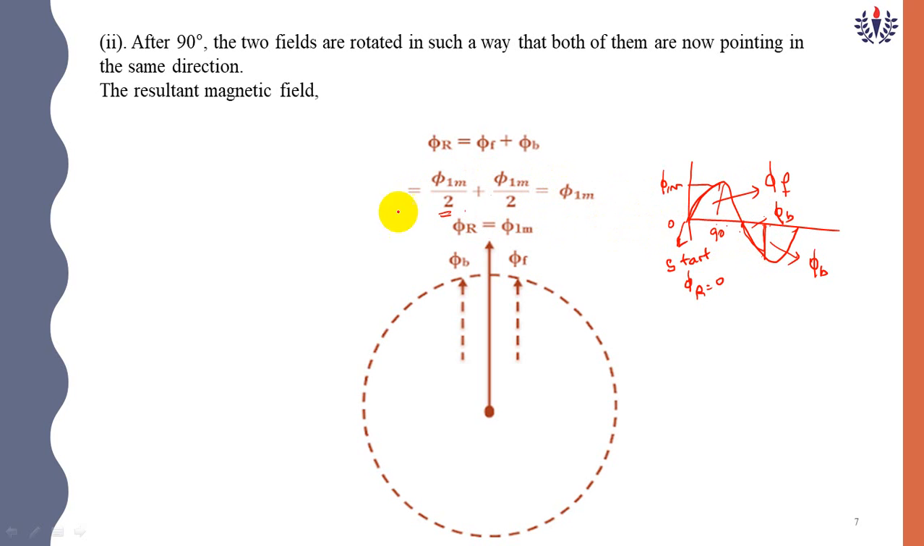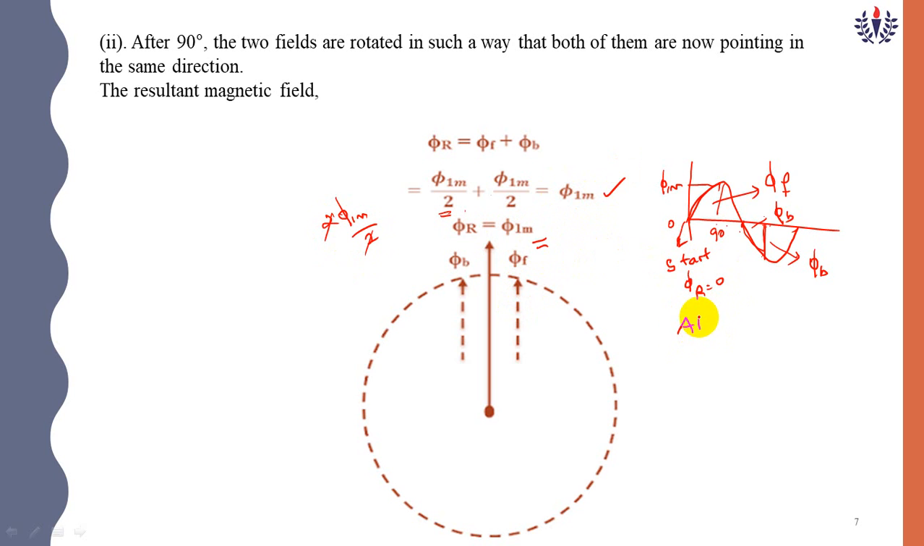So if you add both, you will get 2 phi 1m by 2, then the 2 and 2 will be cancelled, and you will get phi 1m. So therefore your resultant flux equals the magnitude of flux. Okay, resultant flux equals magnitude of flux.